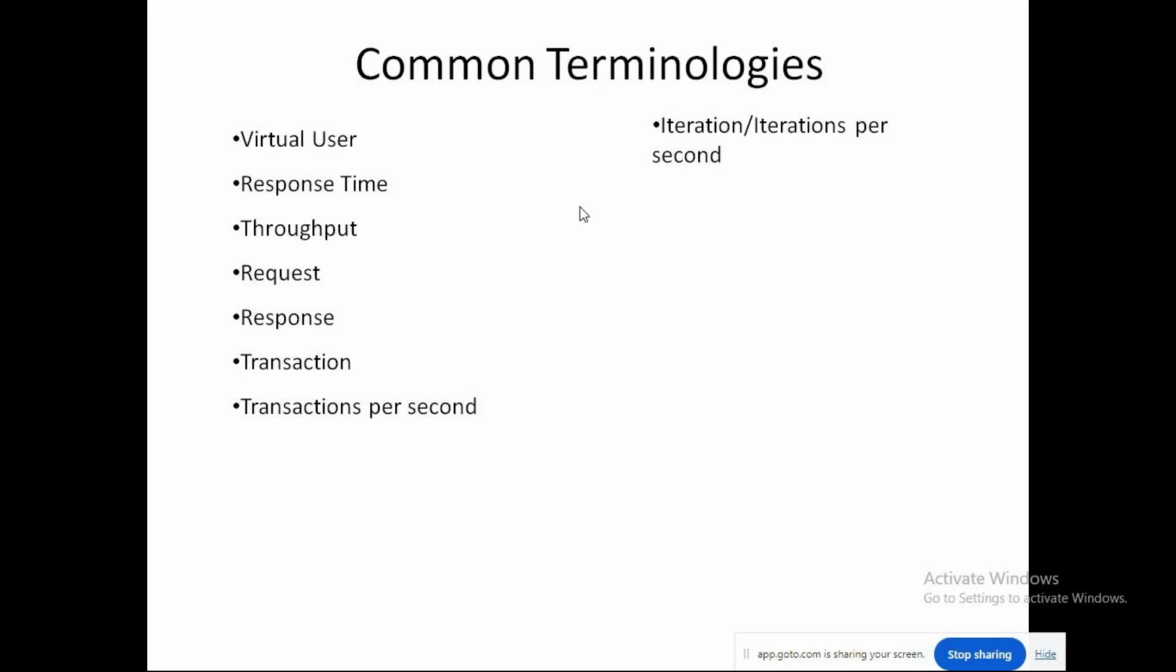Iteration is nothing but repeating the same process from end to end, whereas transactions are only in between one page to another page, or from one functionality to the other functionality. Okay. Any other answers?